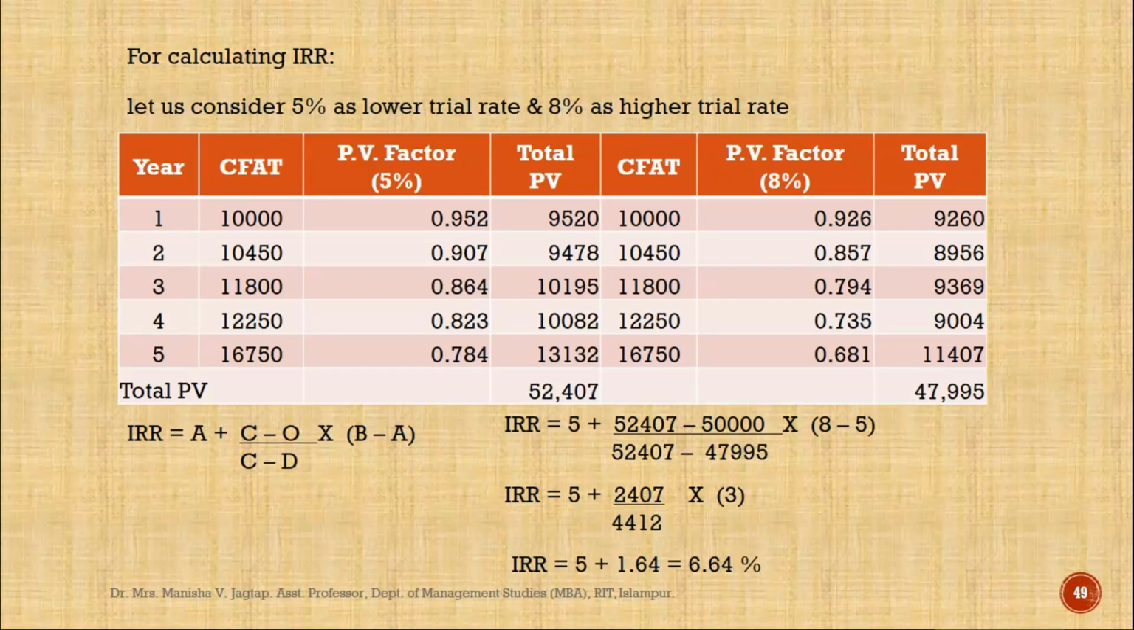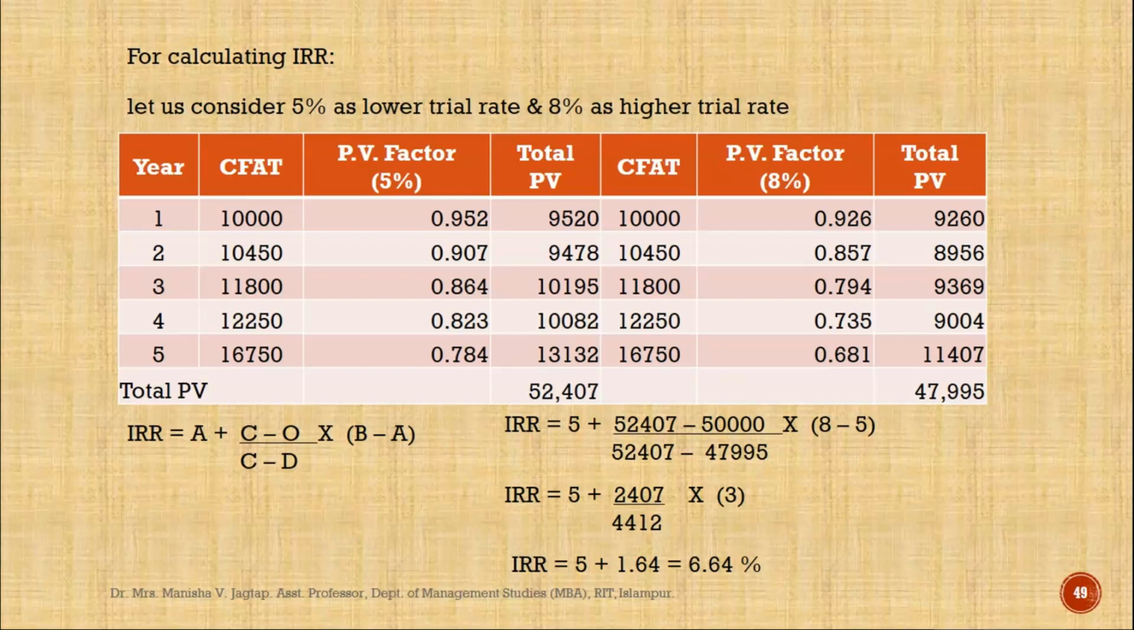and we arrived at total present value at 5% trial rate. The next column is again CF80 and present value factor at 8% and total PV, that is multiplication of two columns, CF80 and present value factor at 8% will give us total present value at the 8%, that is higher trial rate. And by application of this particular formula again, we get IRR 6.64%. So this is about how to calculate IRR.